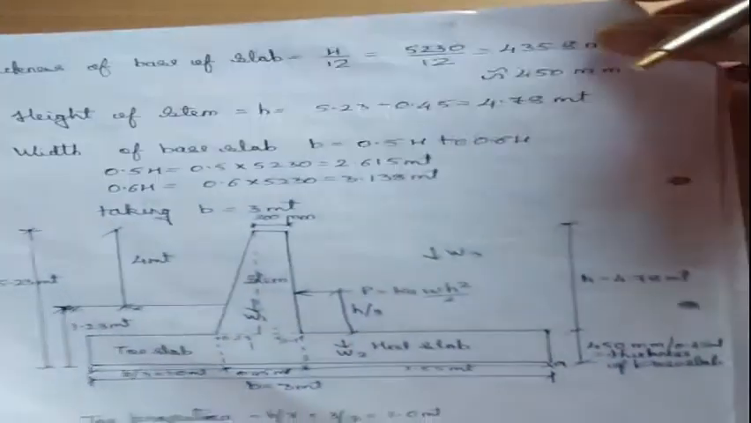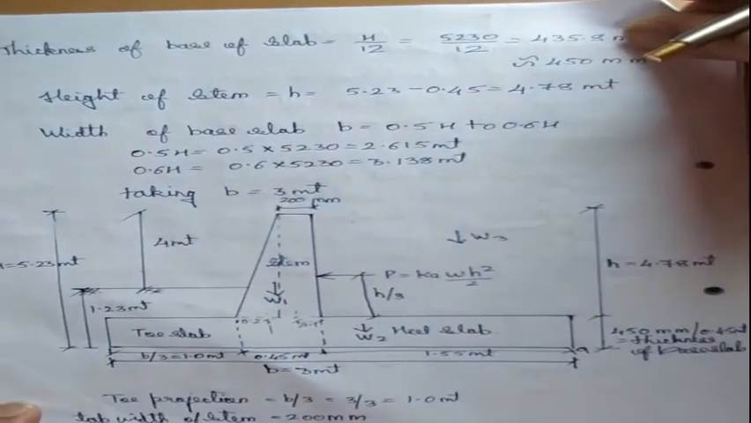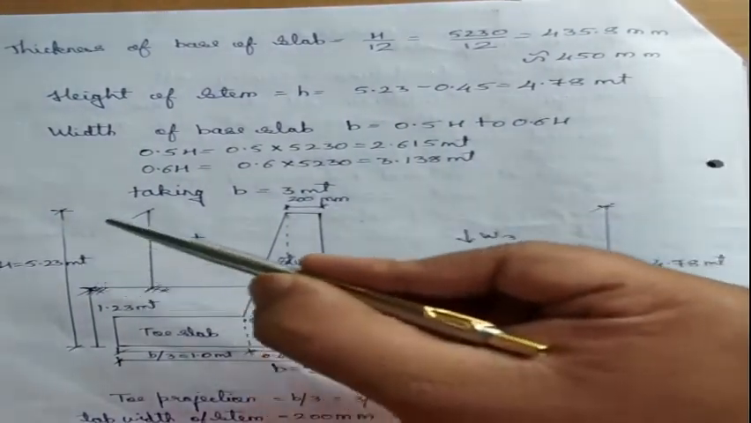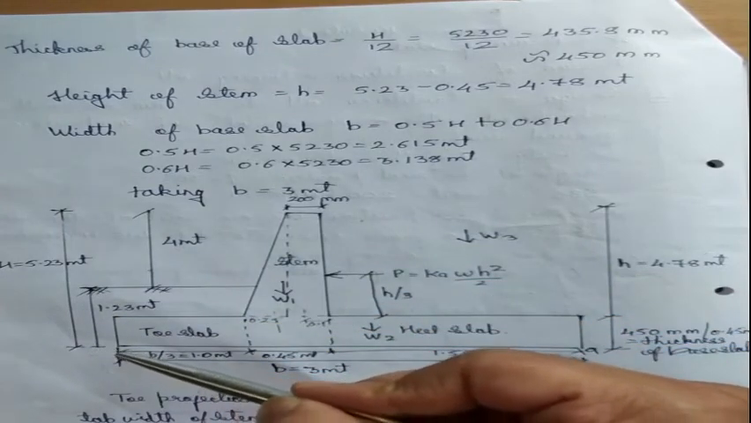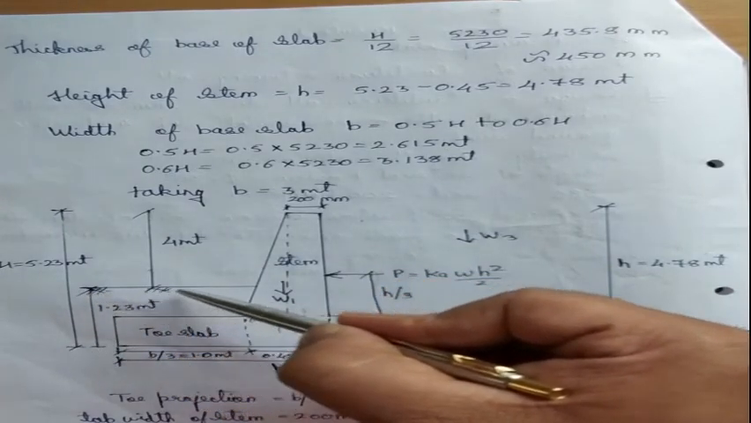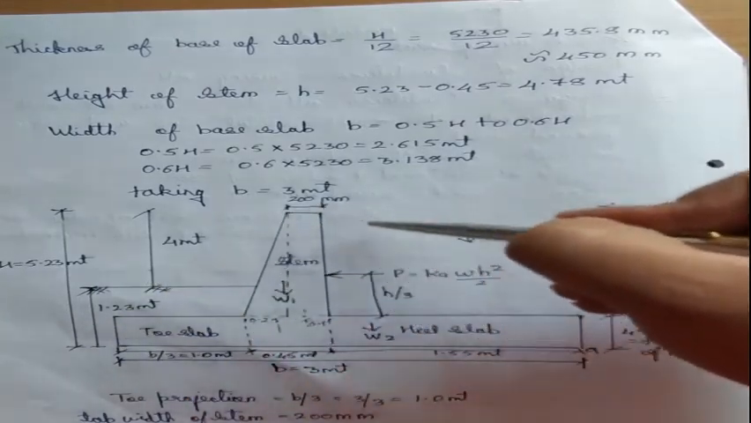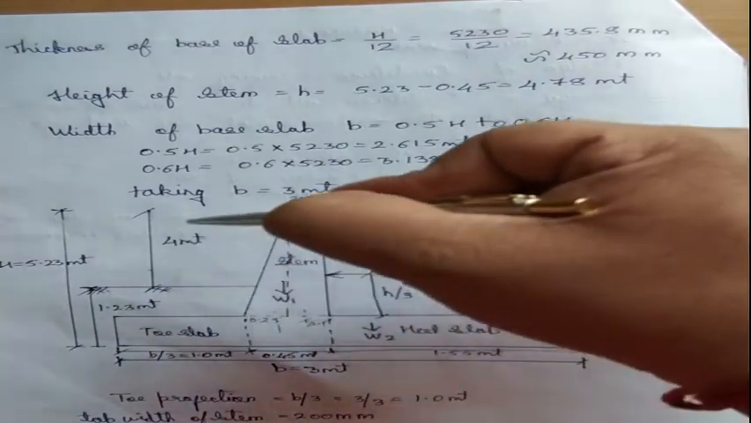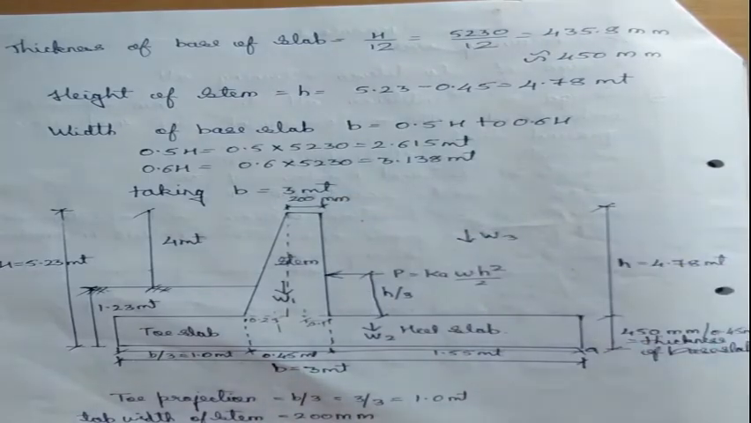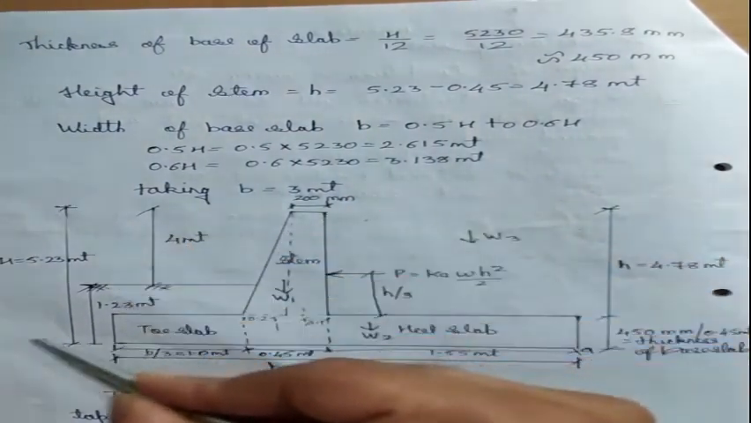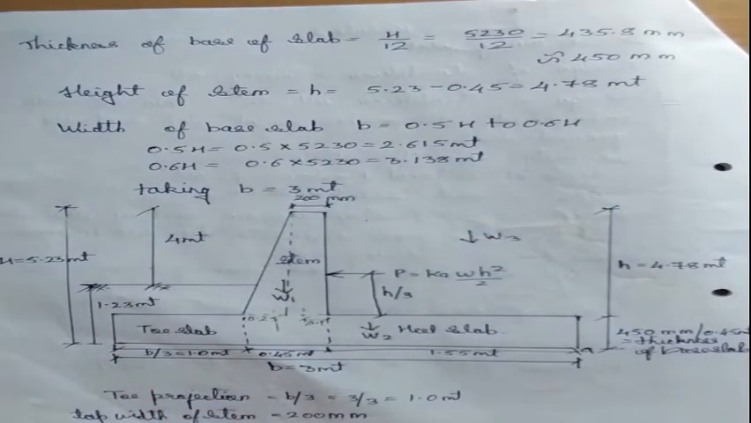So, let us show in a diagrammatic form. So, you can see here the total depth of the retaining wall is 5.23, of which 1.23 is below ground level, this is the ground level, and the above portion, the horizontal top, is 4 meter above the ground level as given in the question. Now we got the total depth of the retaining wall, which is 5.23 meter.